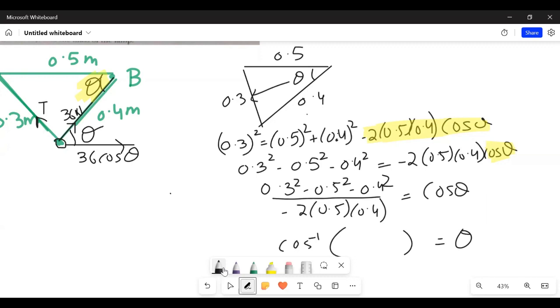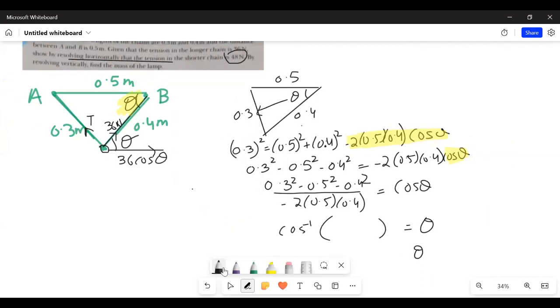36.869. ठीक है, 36.869. So keep the 9 के बाद फिर से 9. So keep the longer answer. So it's going to be 36.8698. ये हो गया. Okay. So this component is 36 cos and then 36.8698.